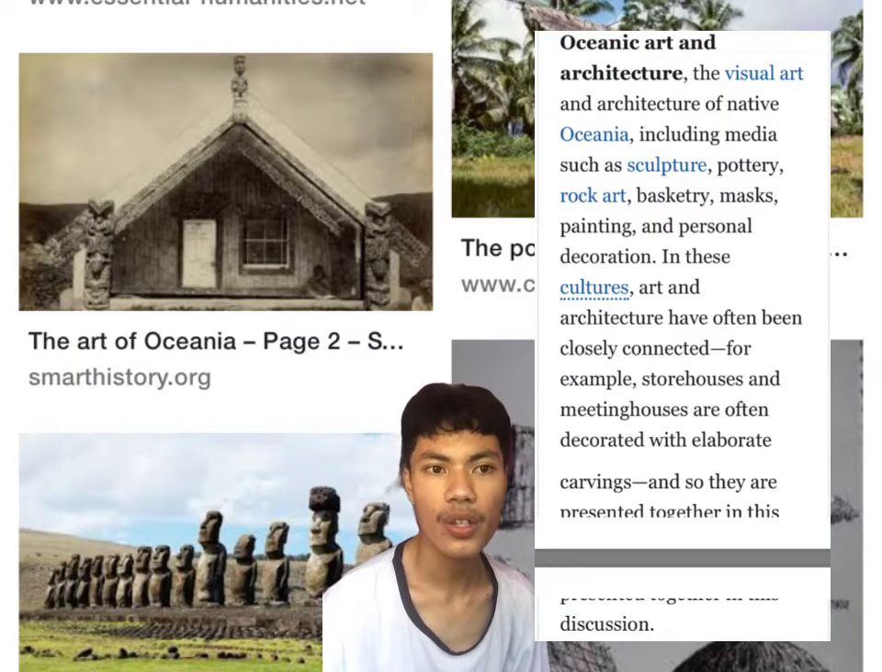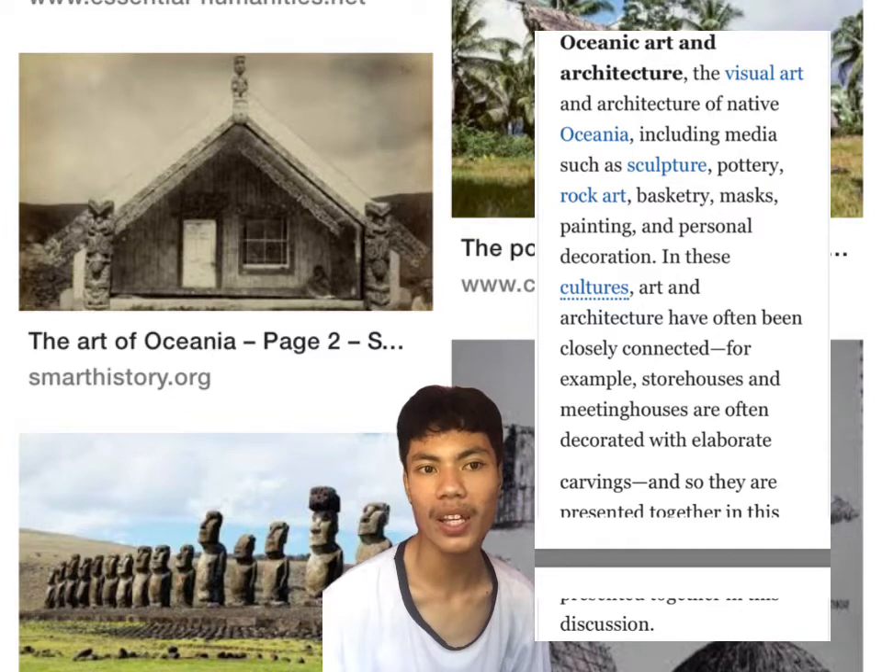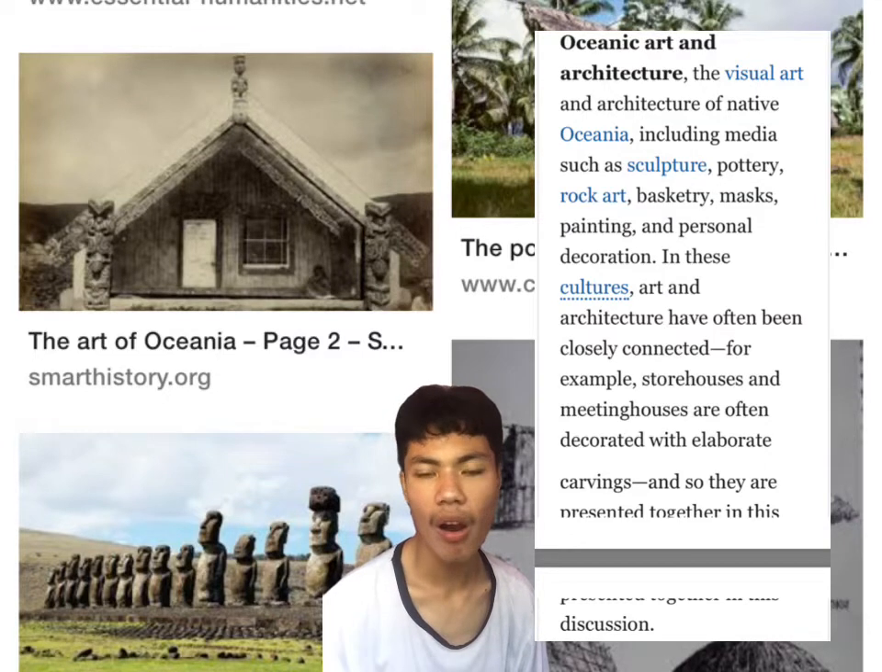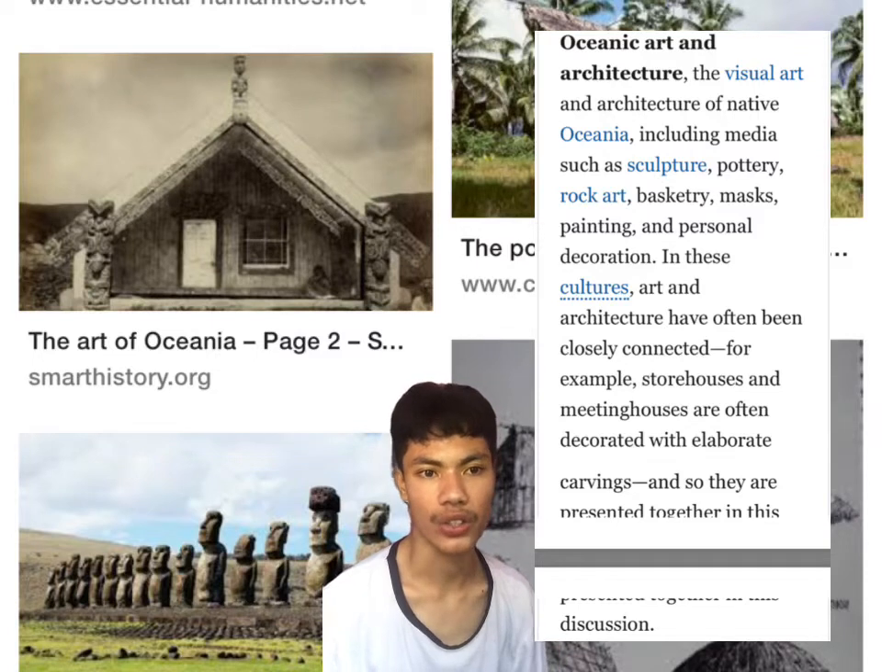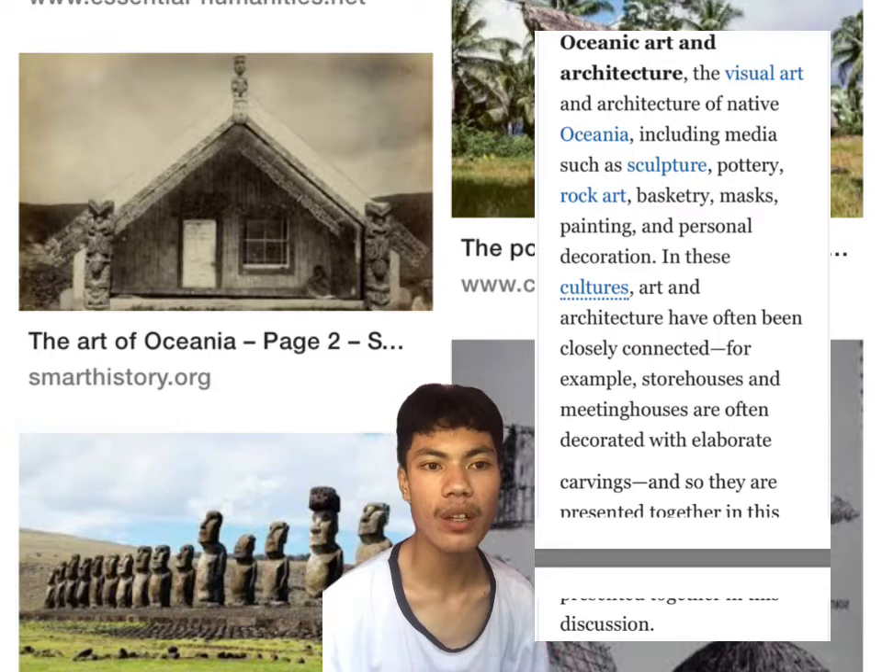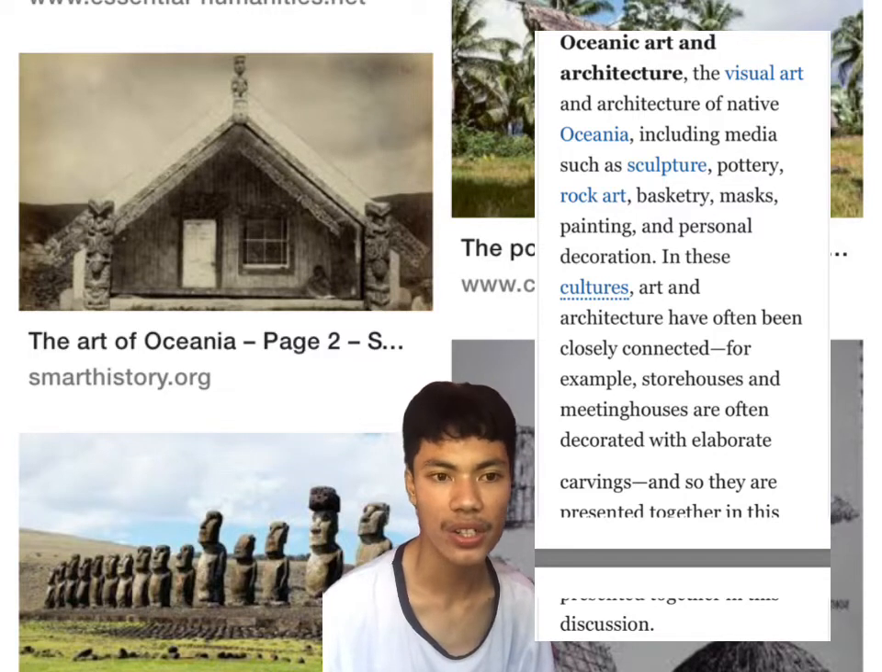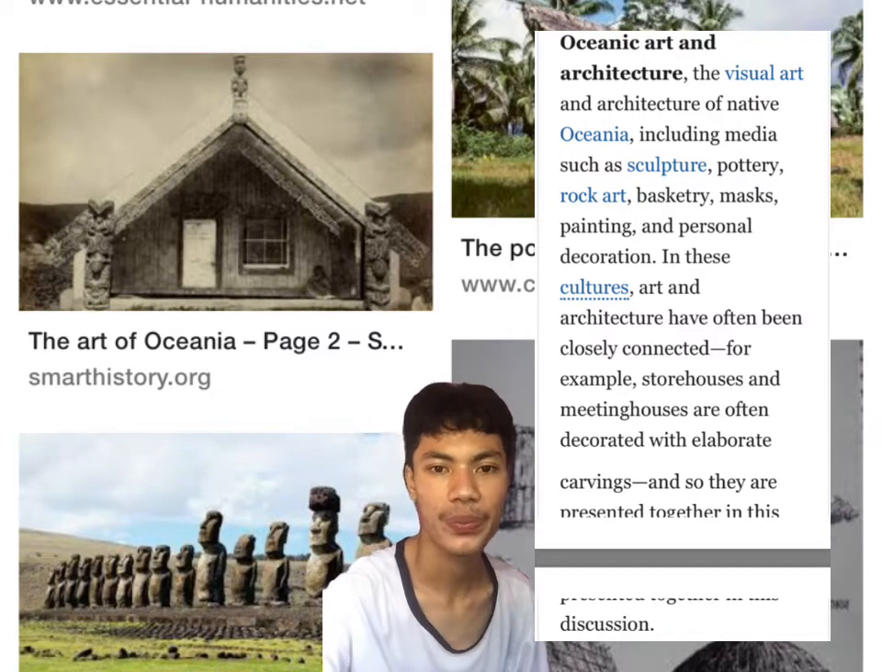It is the visual art and architecture of native Oceania, including media such as sculpture, pottery, rock art, mask, painting, and personal decoration. The cultures' art and architecture have often been closely connected. For example, storehouses and meeting houses are often decorated with elaborate carvings, and they are presented together in this discussion.